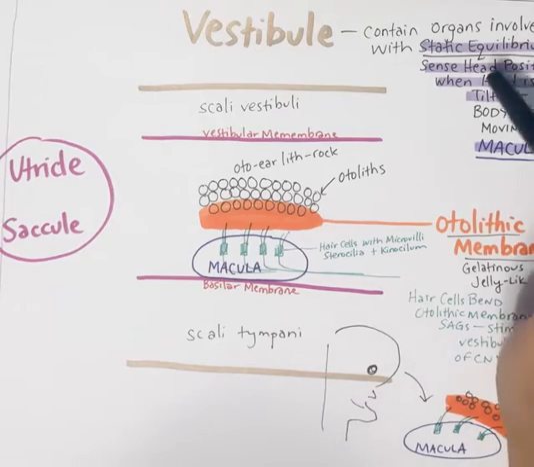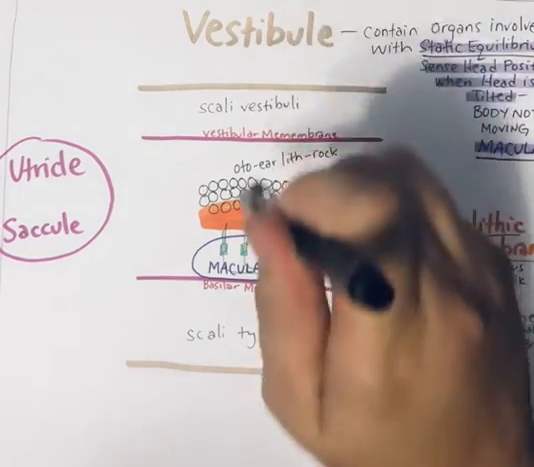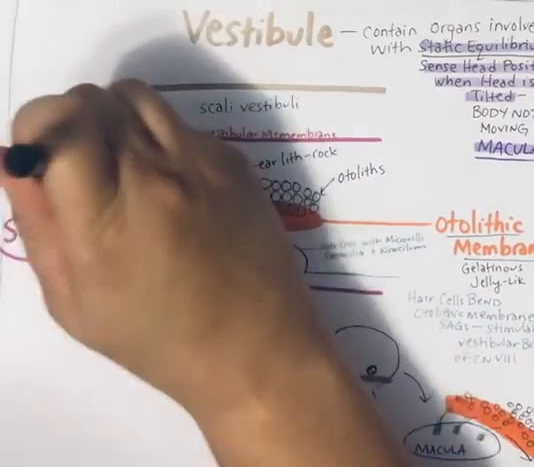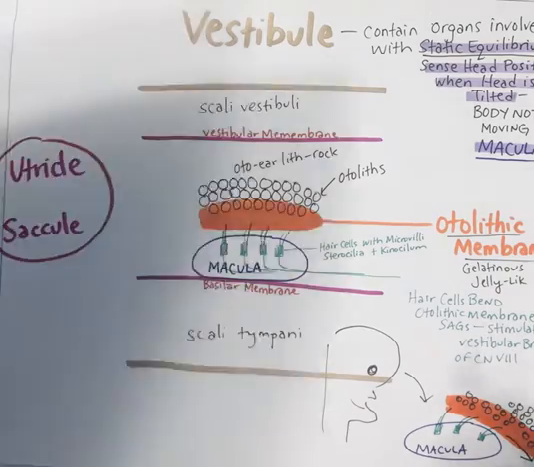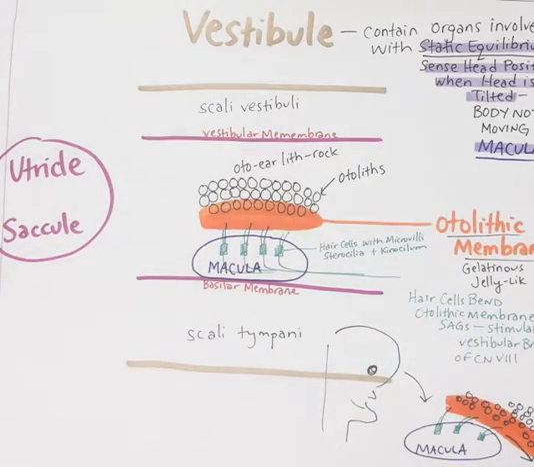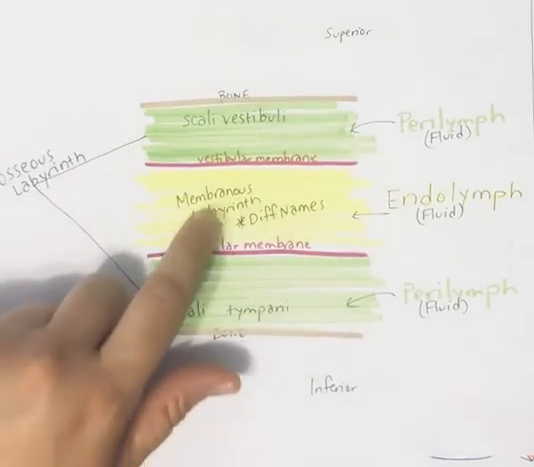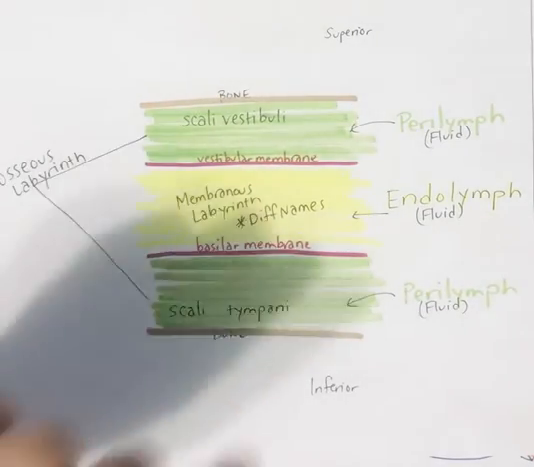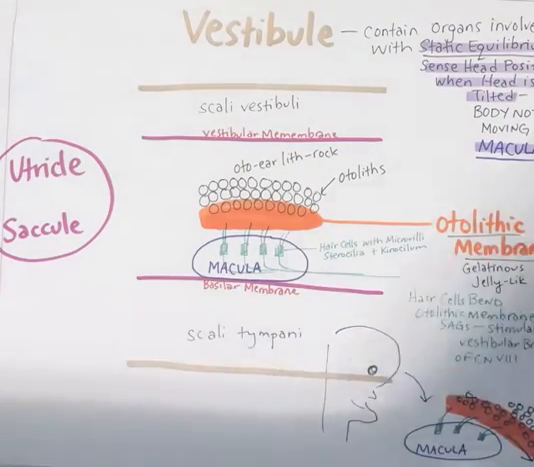So static equilibrium is going to happen in the vestibule because of the macula, which is located in the utricle and the saccule. So every time that we talk about each of the areas, you literally have to remember that the membranous labyrinth has different names, and it's going to have different organs that do different things. Now, they always are going to look the same.